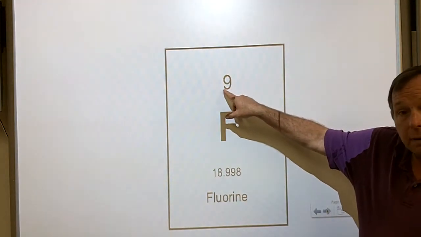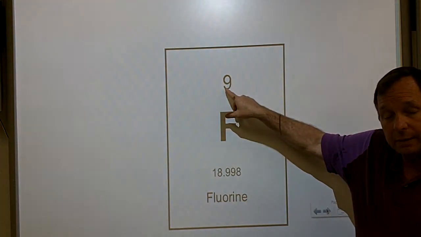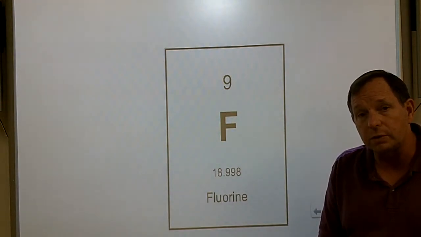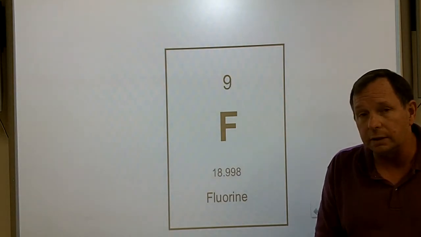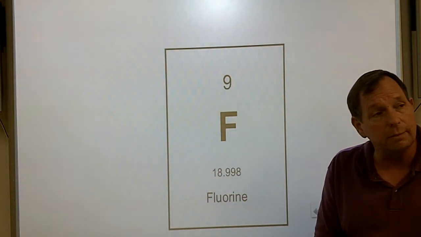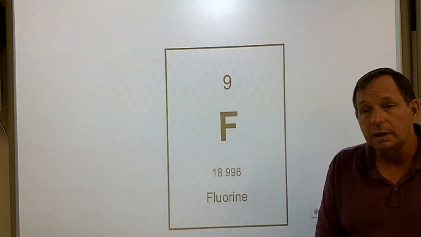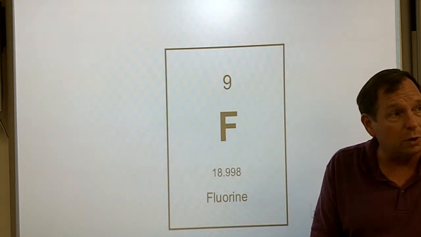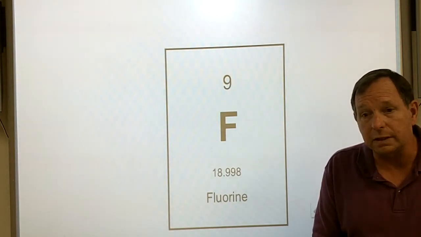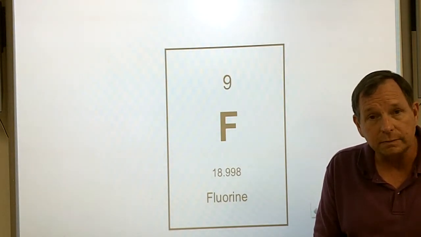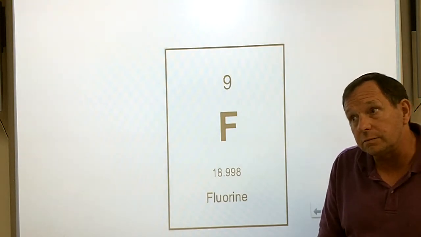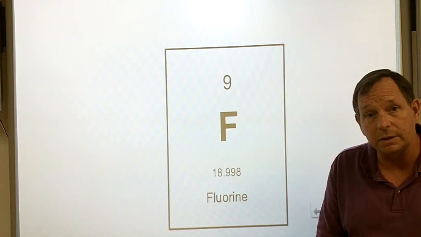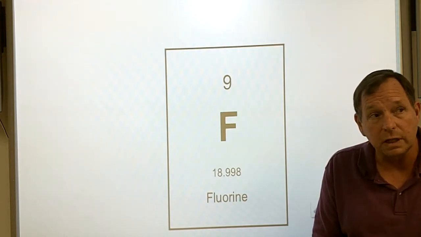The number at the top, this is the atomic number. The atomic number tells us the number of protons. Every element on the periodic table has a unique number of protons. It's like your fingerprint. You have a fingerprint that is different from everyone else's, and so you can be identified by your fingerprints. Well, we can identify elements by their number of protons.